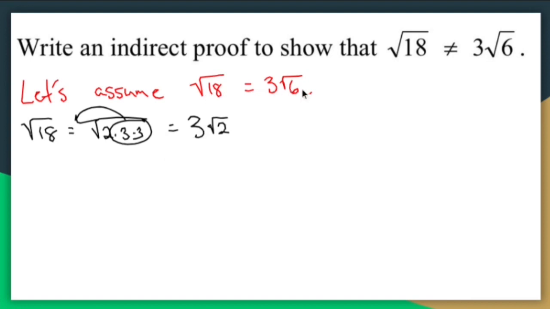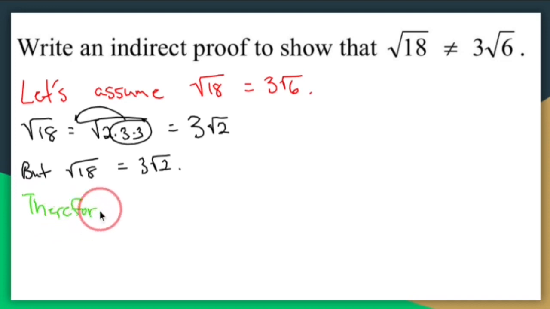Root 18 is supposed to be 3 root 6. We just found out that root 18 is actually, and let me write it out so it looks a little bit better, 3 root 2. Okay, so I'll say that. We assumed this, but root 18 is actually 3 root 2. Therefore, root 18 can't be 3 root 6. So we'll say that root 18 cannot be equal to 3 root 6. And we're done. That's our indirect proof.